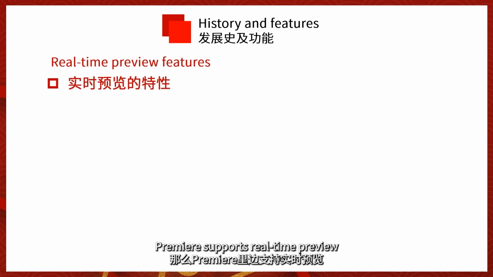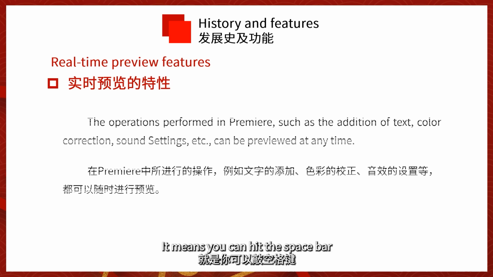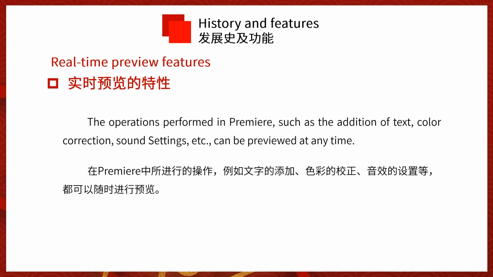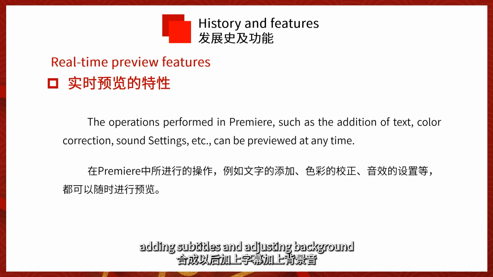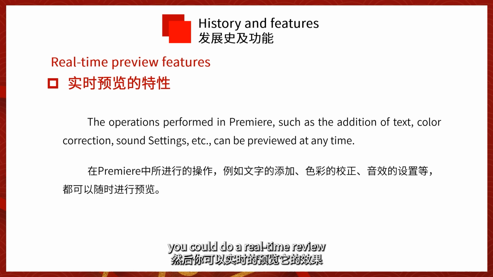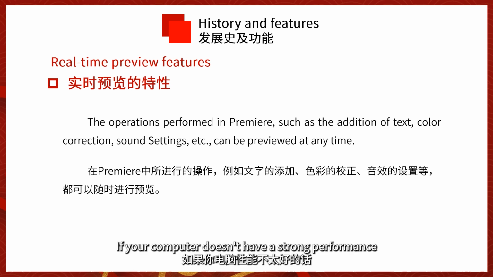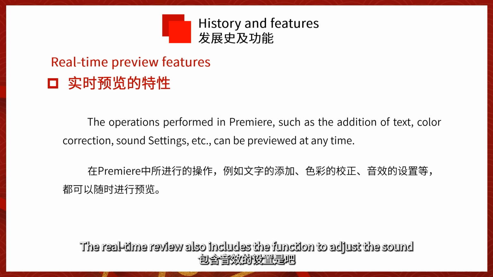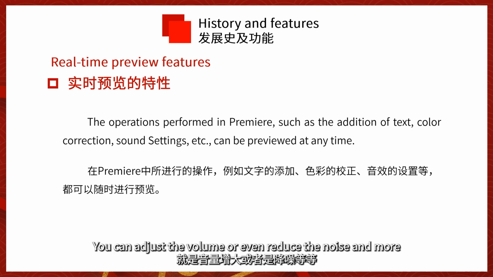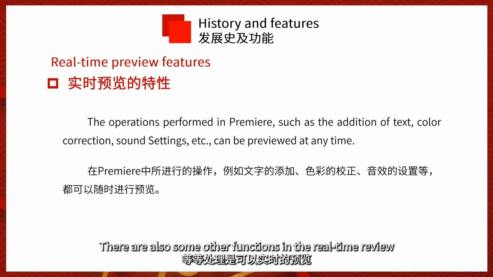Premiere supports real-time preview. What does that mean? It means you can hit the spacebar to preview your work. After you are done with editing, adding subtitles and adjusting background, you could do a real-time review. It includes functions such as adding text and color correction. The operation of color correction really tests the performance of your computer. If your computer doesn't have a strong performance, it might experience some lag. The real-time review also includes the function to adjust the sound. You can adjust the volume or even reduce the noise and more. There are also some other functions in the real-time review.